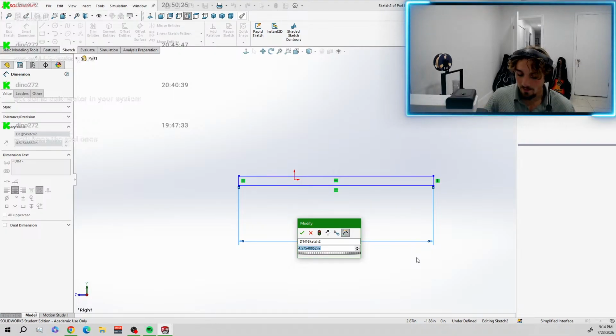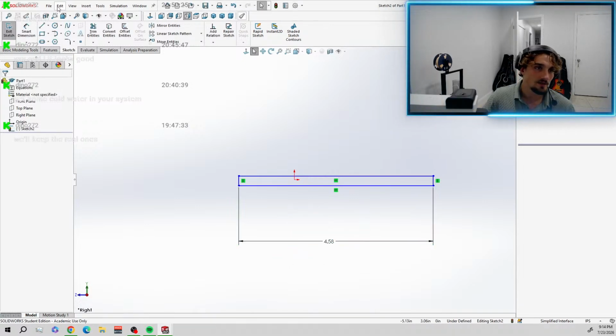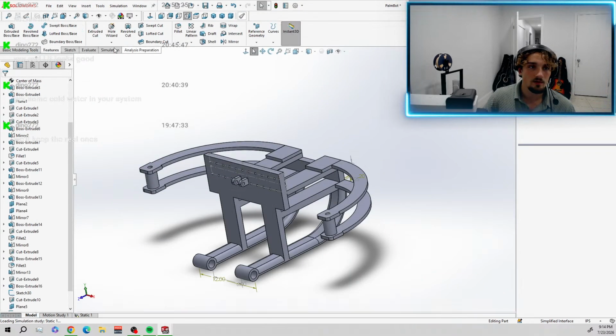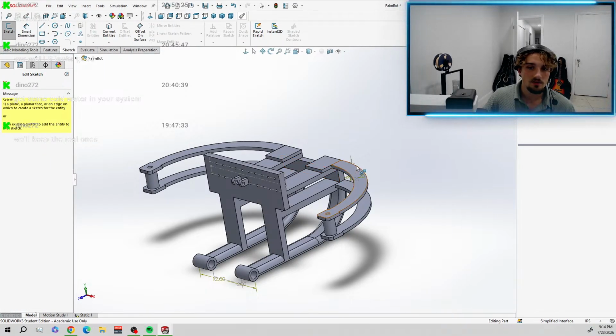I should have measured that. I got a couple things I need to measure now. Now I'm seeing it. So let's go back to one of these recent ones. Okay, let's do sketch.